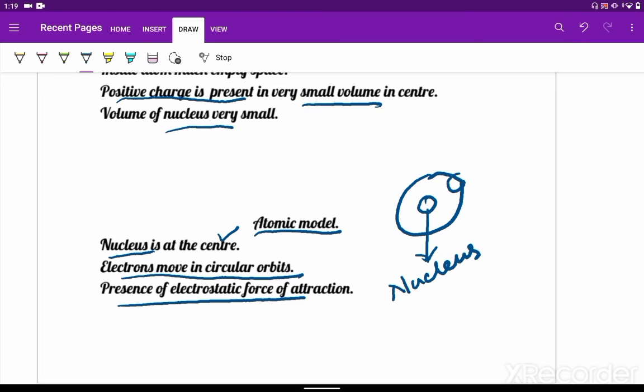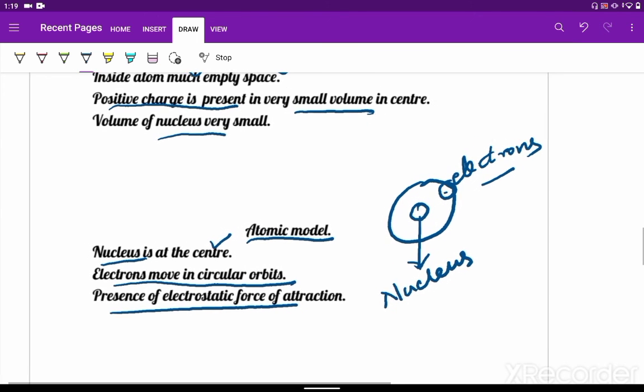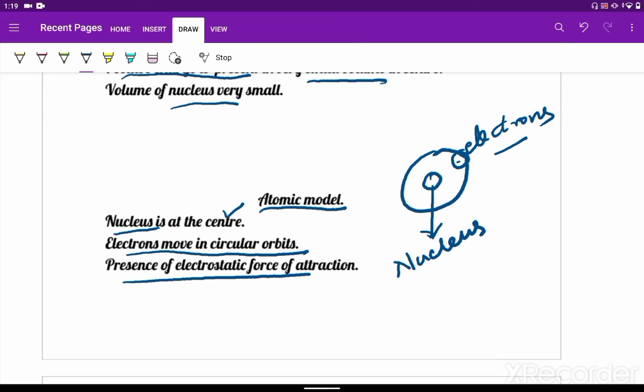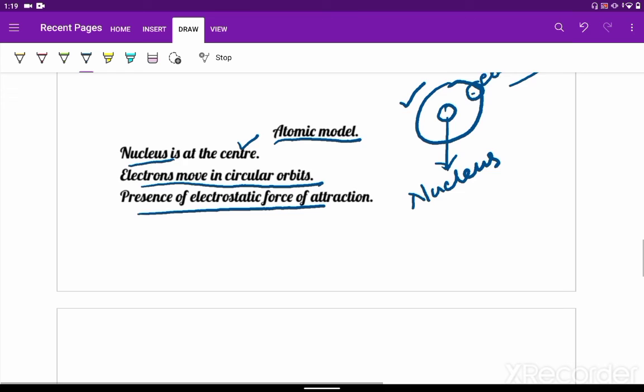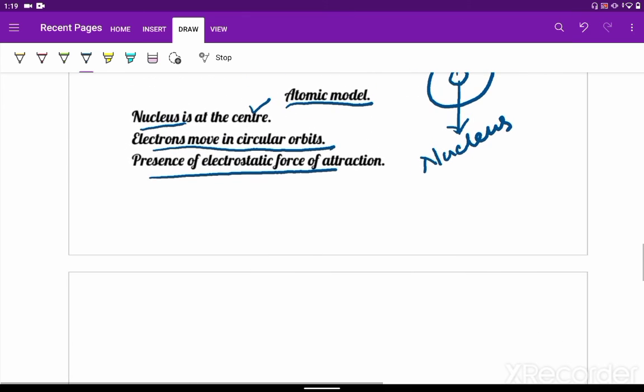And in the orbits around it, which are now referred to as energy levels or shells, the electrons are revolving. Here I have shown only one electron, so we can take it as an example of a hydrogen atom. For other elements, as we will see in our successive vlogs, the number of protons and neutrons as well as the number of electrons go on increasing as we move from one element to the other. So this is basically a description of the hydrogen atom. So these are the postulates which were given by Rutherford.